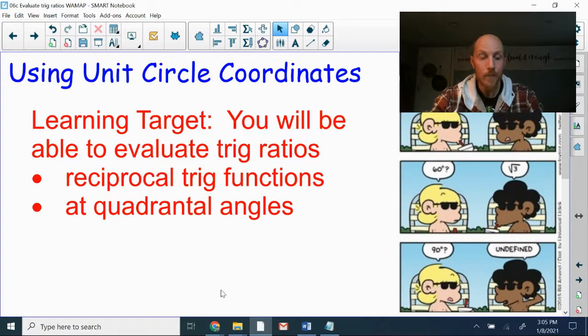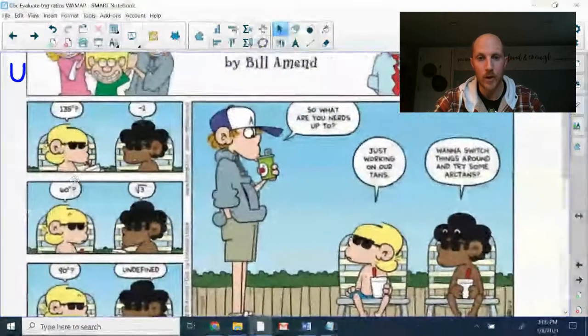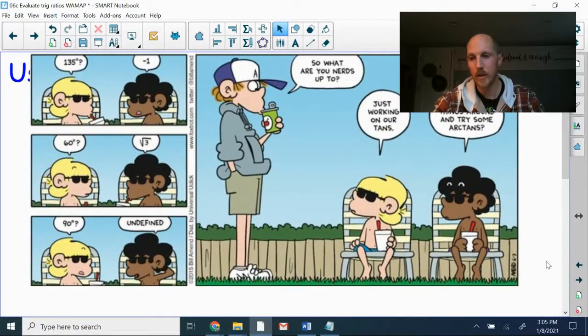All right, well, today we're going to continue using the unit circle coordinates to evaluate trig ratios. Two things in particular we're going to focus on: reciprocal trig functions and evaluating trig ratios at quadrantal angles. Here's a nice Foxtrot cartoon. I'll let you read that for a minute, and then we'll move on.